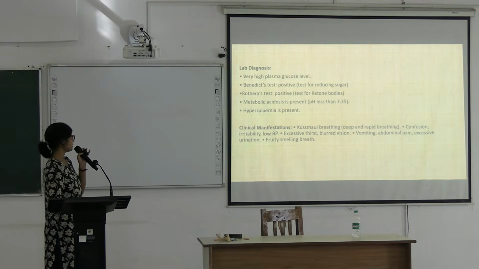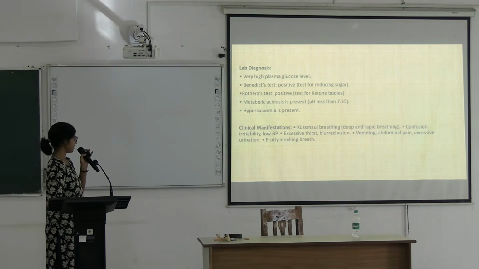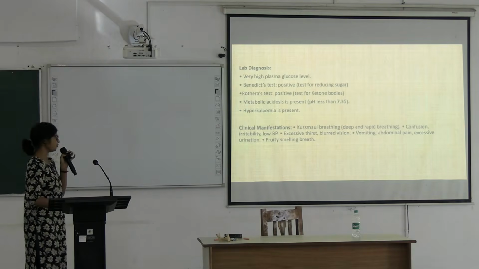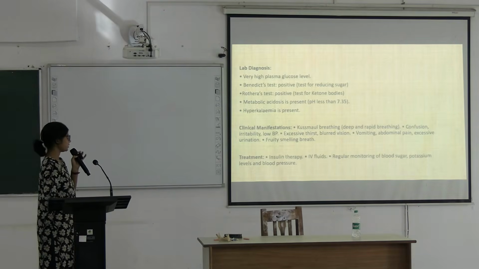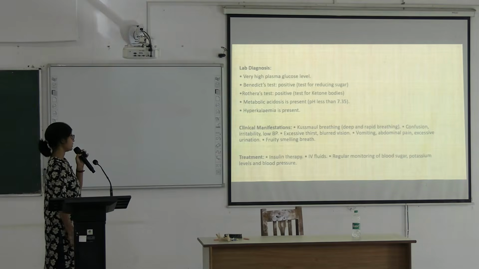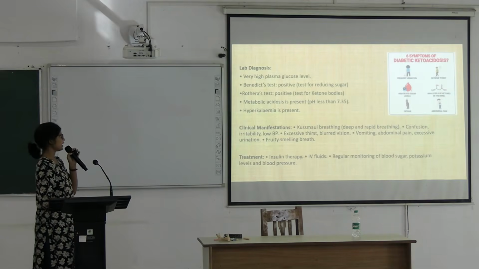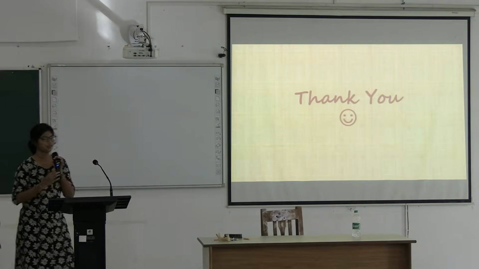Clinical manifestations are deep and rapid breathing, confusion, irritability, low BP, excessive thirst, blurred vision, vomiting, abdominal pain, excessive urination and fruity smelling breath. And the treatments are insulin therapy, IV fluids and regular monitoring of blood sugar, potassium level and blood pressure. These are the symptoms of diabetic ketoacidosis, and thank you for your patience and cooperation.